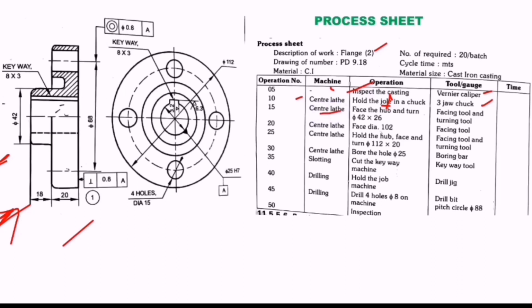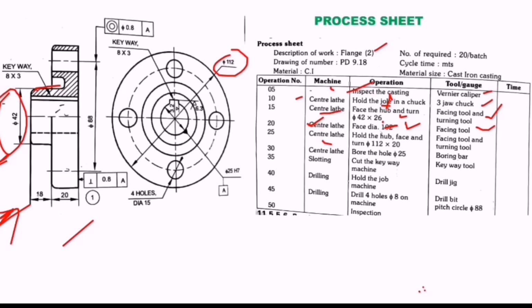Next, in the center lathe only, face the hub and turn 42 into 26. This is 42, this is 26. So 42 into 26 hub, facing operation with facing tool and turning tool. Next, in the center lathe only, facing the diameter of 112, because the diameter is 112. So facing of 112 with facing tool.